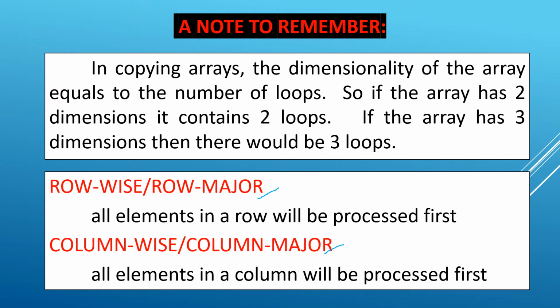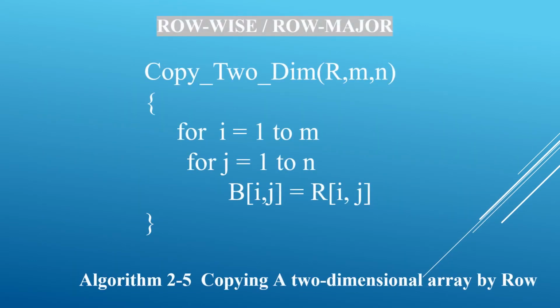Okay? So, let's have an example. If we want to copy elements of the array using row-wise or row major, now row, we pertain to the ith and jth position, okay? Now, as you can see, in our parameter, initially, we have copy to dime, the name of the pseudocode, and then we have the array name R having its sizes m by n. So let's have m by n. So if we have 3 and 2, that means we have 3 rows and 2 columns.